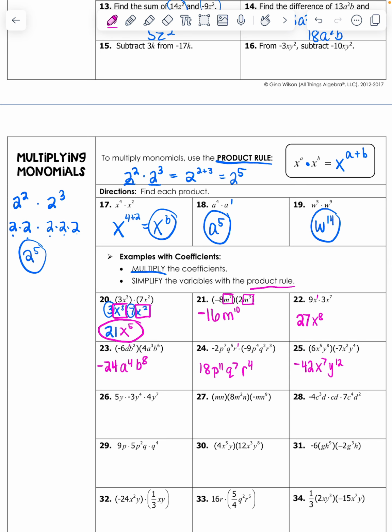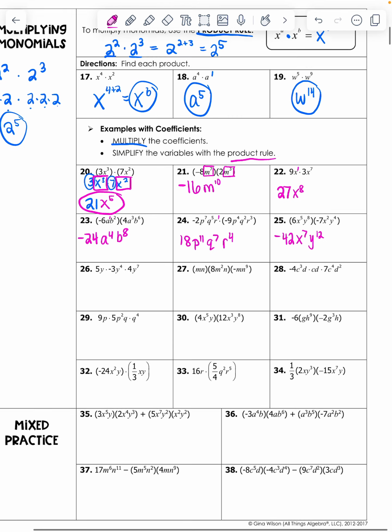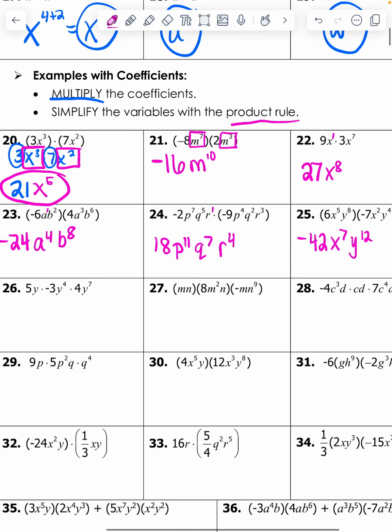Skipping around a little bit, let's do number 27. So number 27, just be careful. This is 1mn times 8m squared n times negative 1, technically, mn to the 9th. So what we would do is multiply 8 and negative 1. That's going to be negative 8 altogether. And then let's look at all the m's. M to the 1st times m to the 2nd, m to the 1st. 1 plus 2 is 3. 3 plus 1 is 4. So it's going to be m to the 4th power.